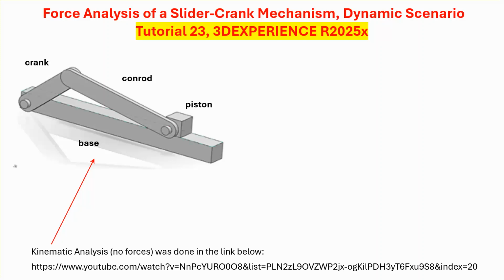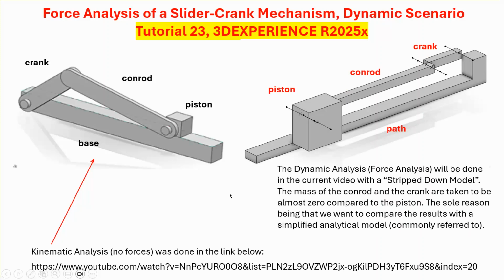So for example, I specified the angular speed of the crank and then calculated the acceleration of the piston and the connecting rod, etc. Now, in this tutorial, I will do a stripped down version of what you see on the left-hand side, because as far as the mechanism is concerned, it really doesn't matter whether we model all these details or not. Of course, it will affect the force analysis, but not the kinematics one. So instead of doing the one on the left, I will do a simplified version of that.